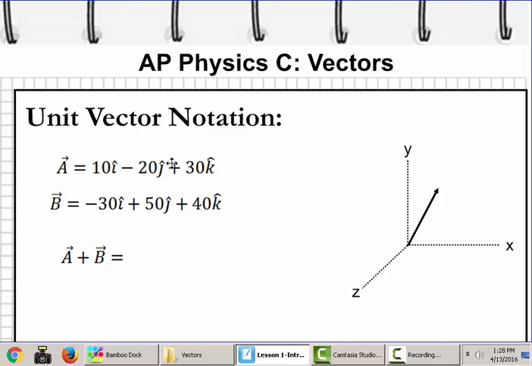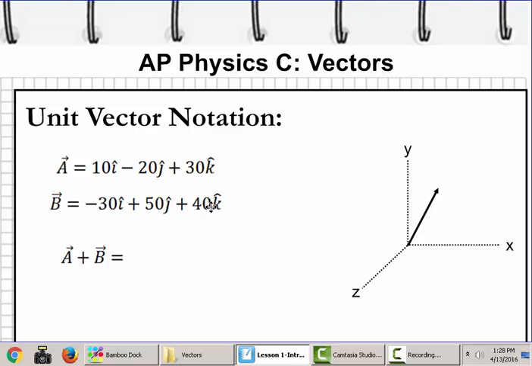If you want to add the two vectors together and find out what the magnitude of A plus B is, you would add the i hats together, add the j hats together, add the k hats together, and then go back and do the i hat component squared plus the j hat component squared plus the k hat component squared and take the square root of that.